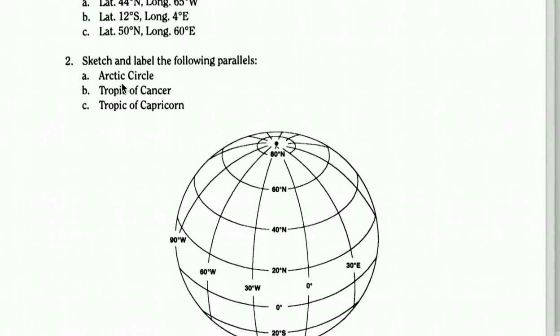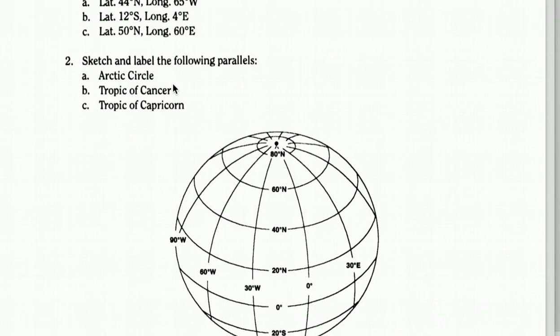Arctic Circle, I'll tell you, it's going to be 66.5 degrees north. And even though it doesn't ask you to label it, the Antarctic Circle is going to be the opposite. So it'll be 66.5 degrees south, which we'll learn about later on in the semester. And then your tropics are going to be Tropic of Cancer and Tropic of Capricorn.